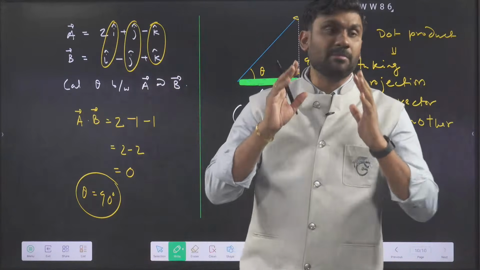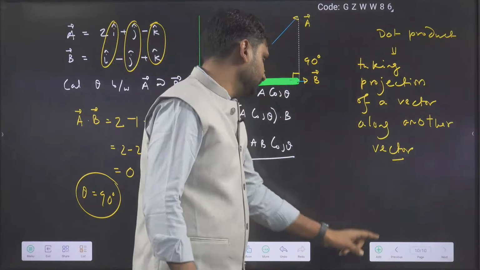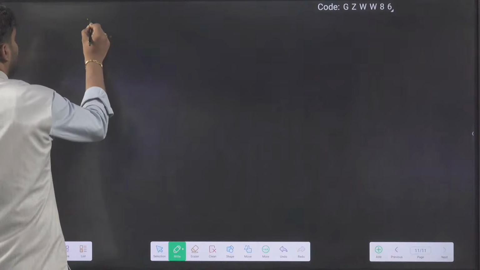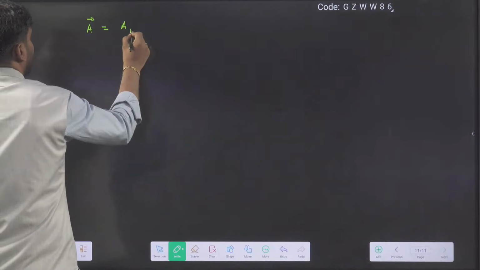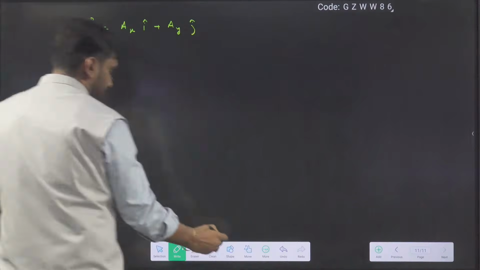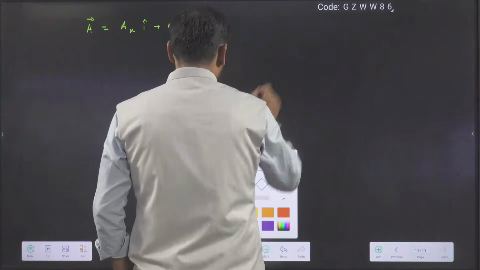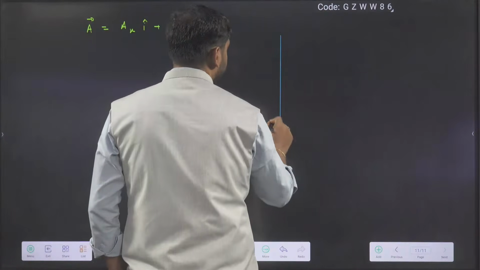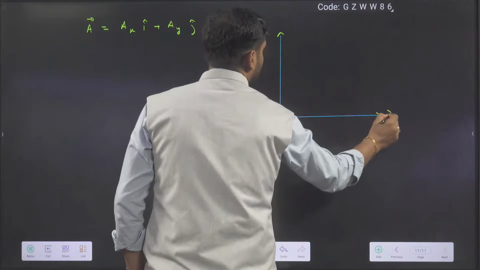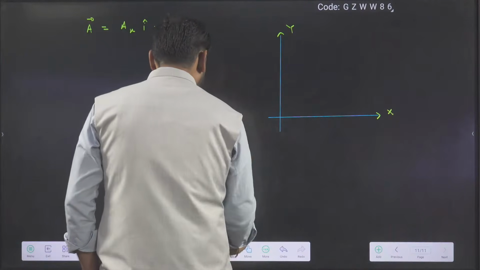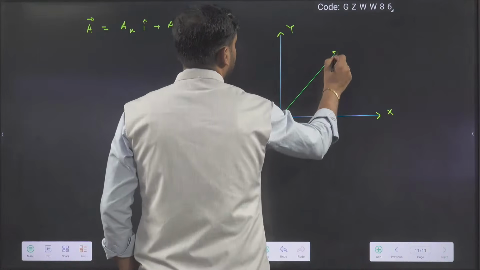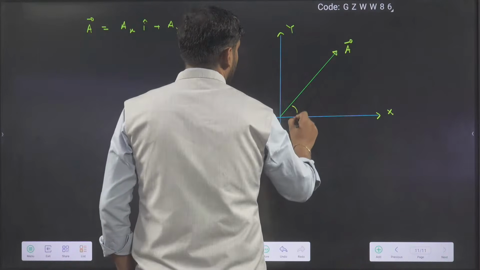Let me give you an example. एक और example लेते हैं. ध्यान से सोचो. Suppose I am taking A vector as AX I cap plus AY j cap. Let me draw the diagram also so that you get perfect clarity here. This is x-axis, this is y-axis, and here I am taking one vector as A vector. ये हमारी vector आ गई. This is A vector. This is angle theta.